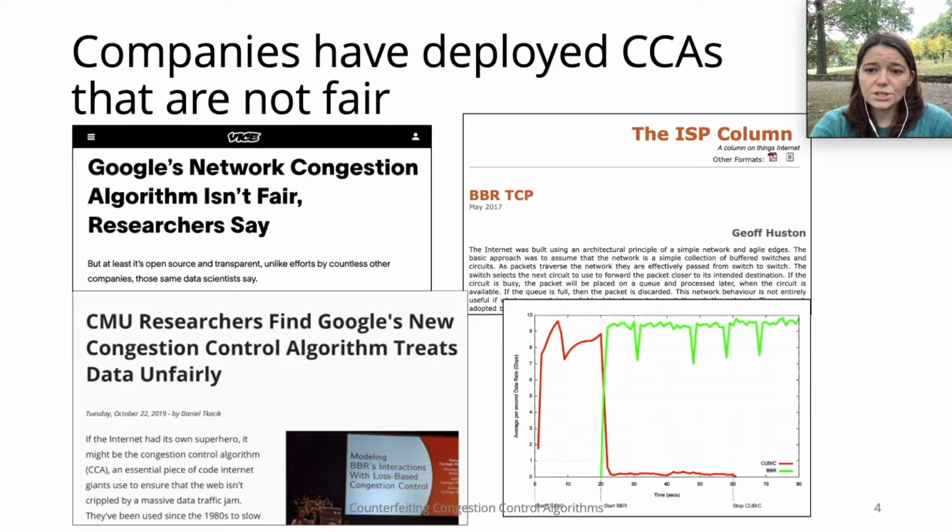Two years ago, researchers found that Google's CCA BBR was not fair, so devices accessing Google would take up more of the bandwidth than their fair share. Researchers were able to perform this kind of analysis because Google's CCA is open source.